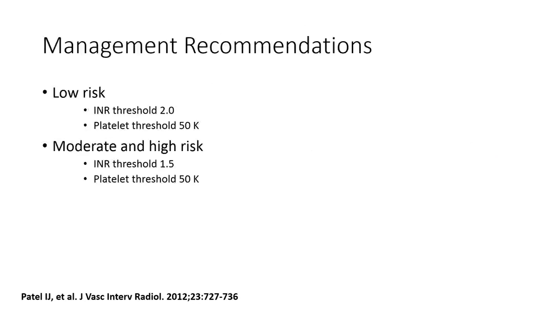What the Interventional Radiology Society actually says is that for low risk, they recommend correcting coagulopathy with an INR threshold of 2 and a platelet threshold of 50K. For moderate and high risk, the INR threshold goes down to 1.5 and the platelet threshold still stays at 50K. That's what the recommendation is.